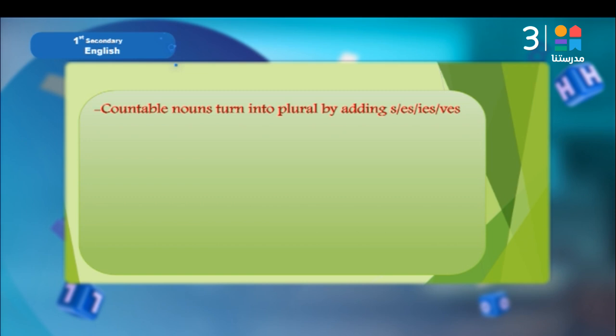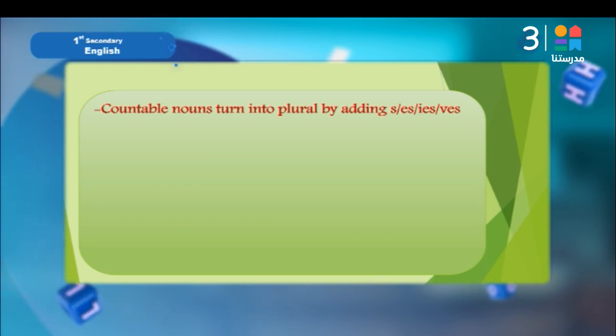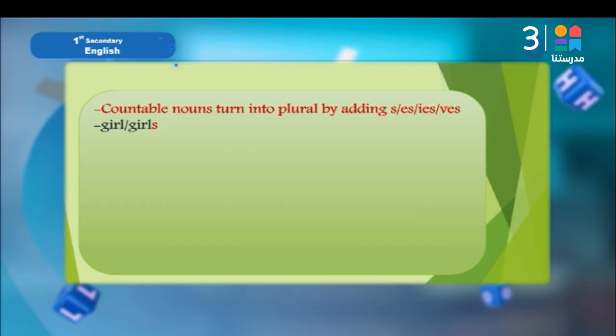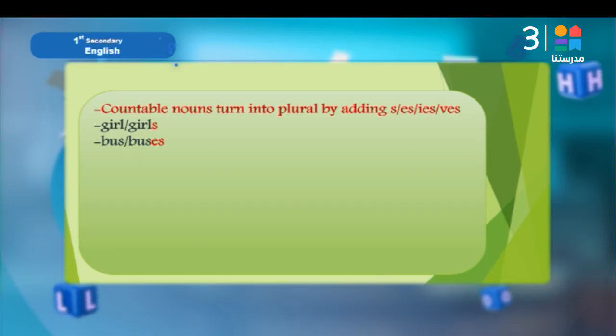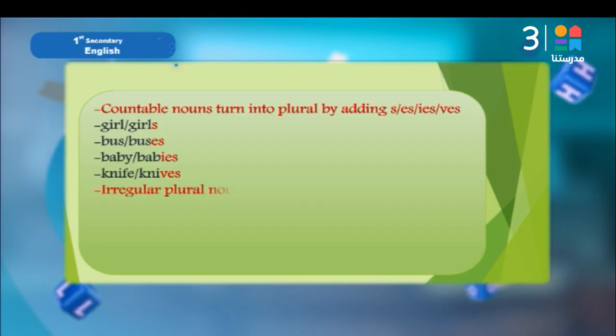We said that countable nouns can be turned into plural. How? If I have a countable noun and want to make it plural, what do I do? I add s or es, ies or ves. Let's see how. Like girl, girls; bus, buses; baby, babies; knife, knives.